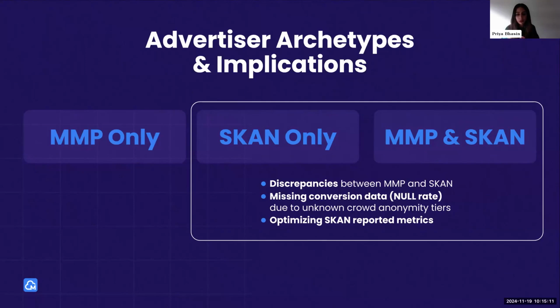First, some advertisers notice discrepancies between MMP and SKAN. Second, a lot of advertisers are seeing missing conversion data due to unknown crowd anonymity tiers, which are essentially privacy thresholds enforced by Apple when using SKAN. And third, there are optimization challenges for SKAN-reported metrics. I'll dive into how we are tackling these challenges at Moloco.